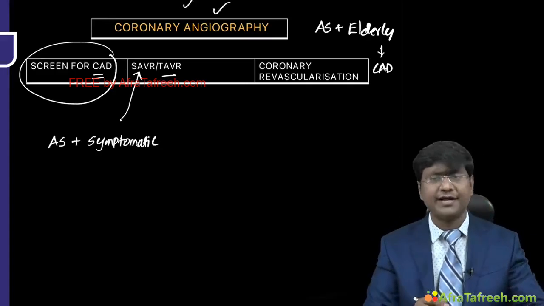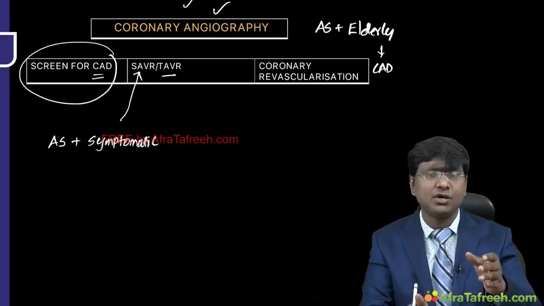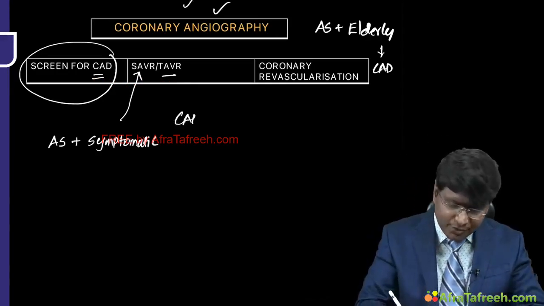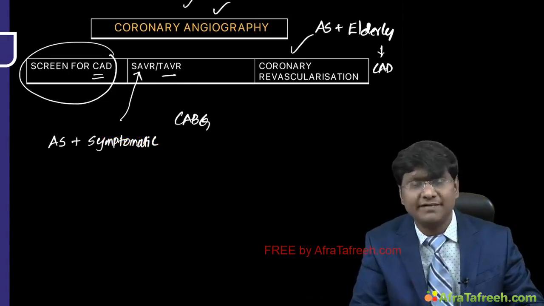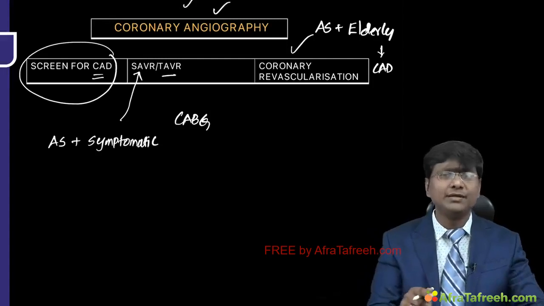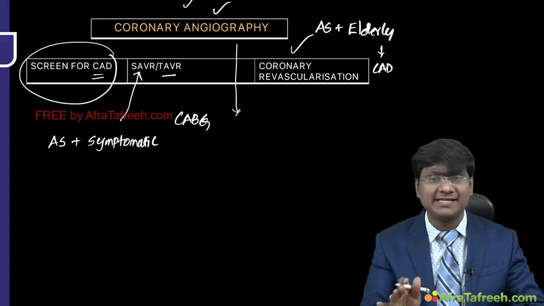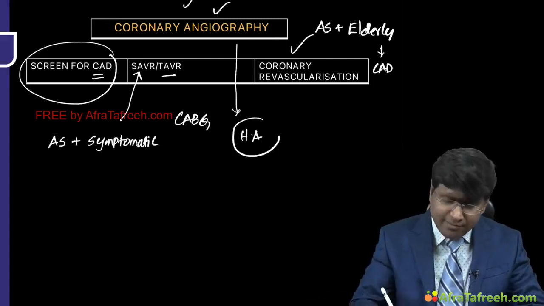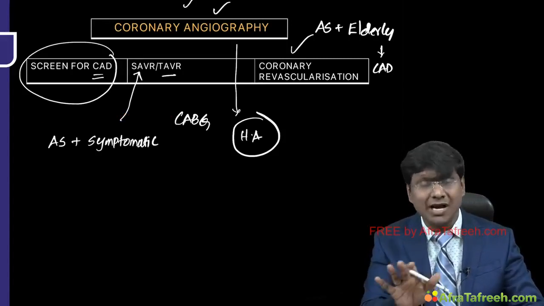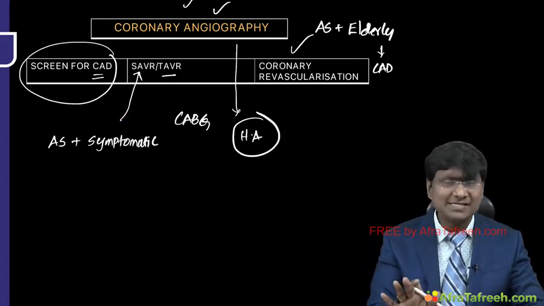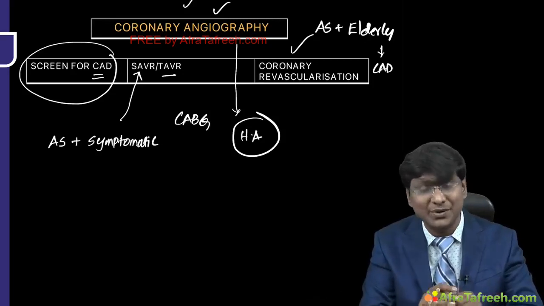In such cases, you do coronary angiography. Why? Because when you are doing surgical aortic valve replacement, if there is concomitant coronary artery disease, parallelly you also need to do coronary revascularization. So that is the purpose of coronary angiography. It is also useful for hemodynamic assessment of the pressure changes across the valve. So this completes the investigations in patients with aortic stenosis.